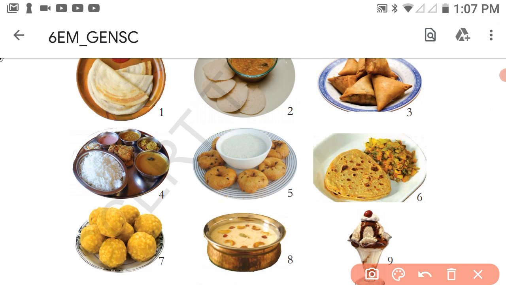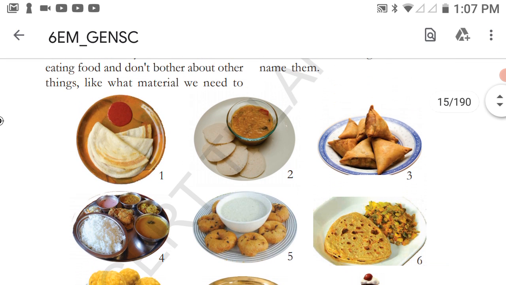Look here. Yes, you can see, right? Tell me, what is this? Yes, it is dosa, right? We mostly have dosas for breakfast. Next one is idli. Now we have idli also for breakfast.